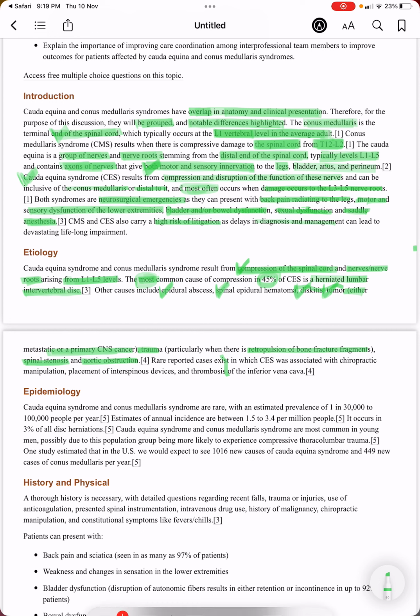And rare reported cases exist in which Cauda equina syndrome was associated with chiropractic manipulation, placement of interspinous devices, and thrombosis of the inferior vena cava.